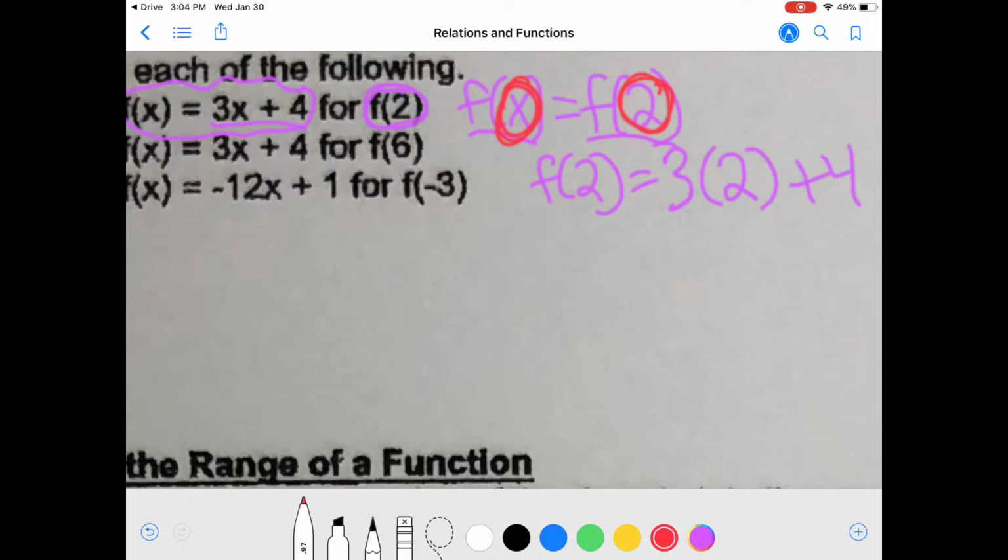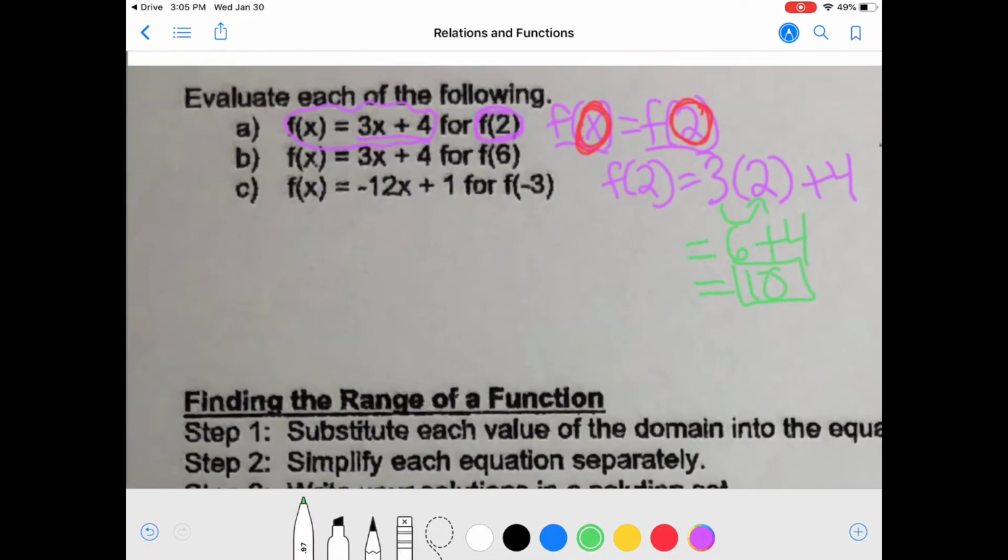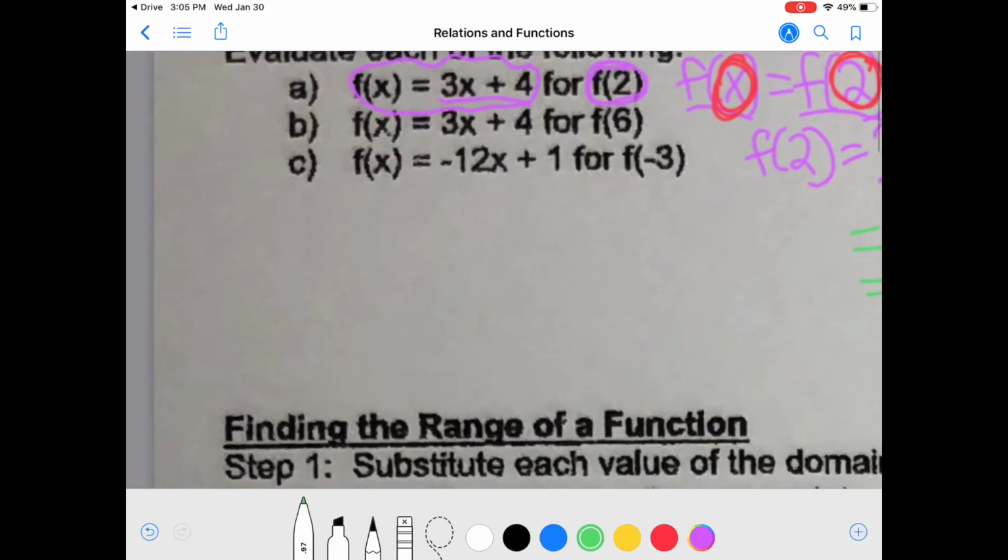Then I just simplify. So 3 times 2, because I'm going to distribute. I've got 6 plus 4, and 6 plus 4 gives me 10. So that is going to be my answer. And you're going to do this for all of these. I'm just going to set it up.